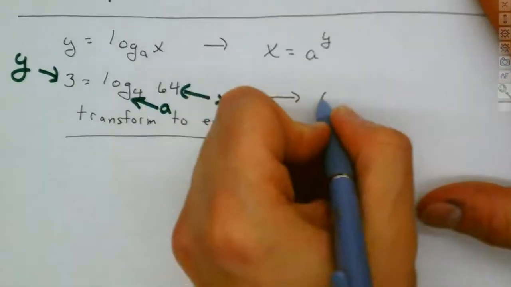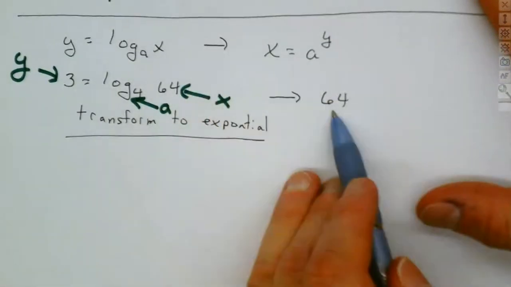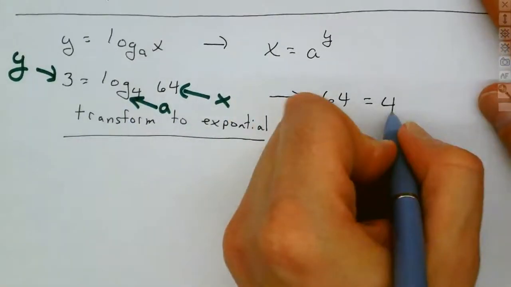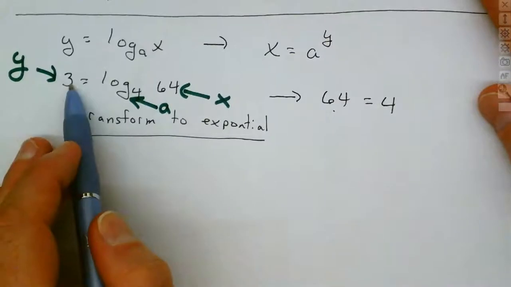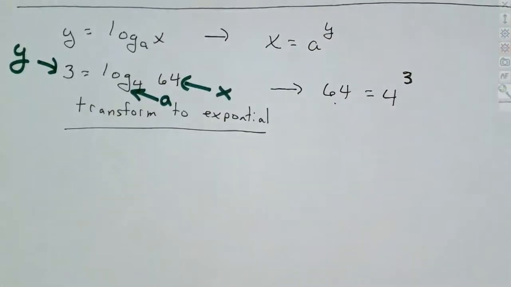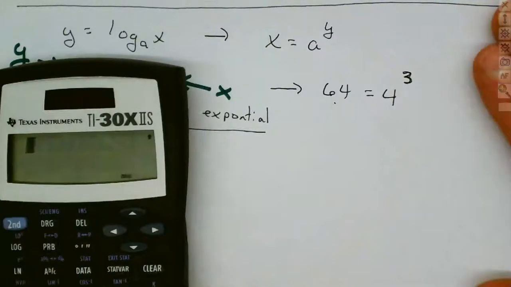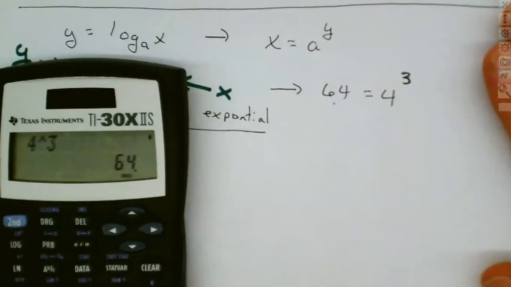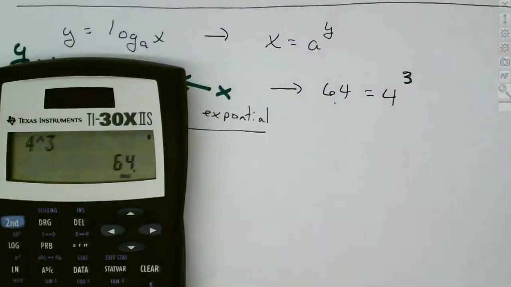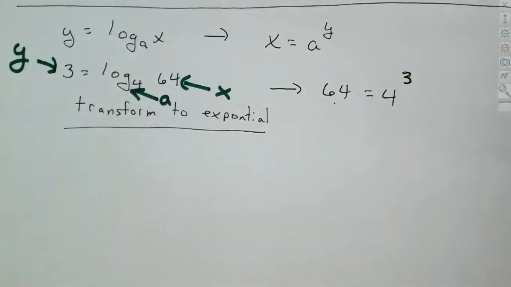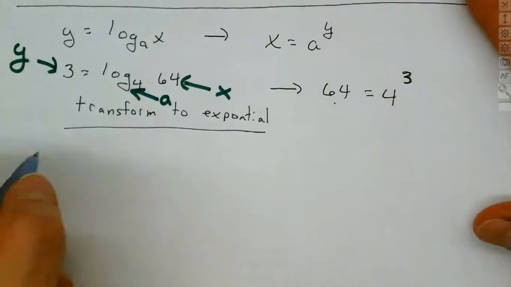x is going to be that 64. So that is here. Then we have equals. What is my base? My base is 4. What about the y? What is the y? 3. Now, does that make sense? Yes, because 4 to the third power is what? 64. See how I was able to convert it, right? It makes sense. You can convert logarithms to exponentials or exponentials to logarithms. Let's transform another one.